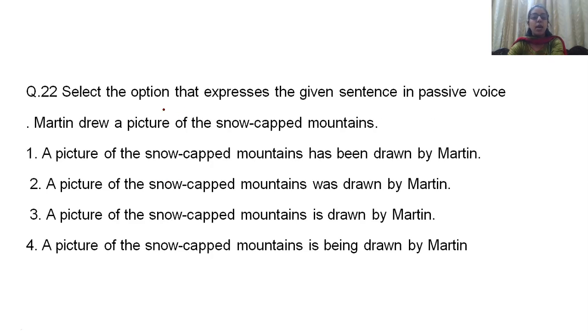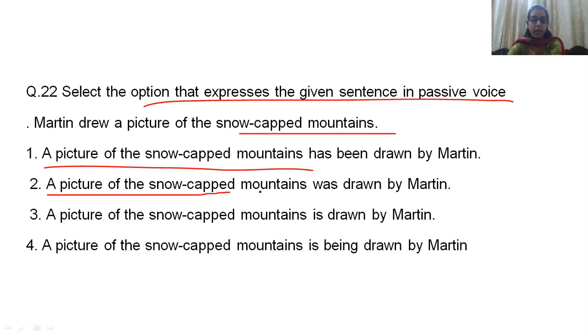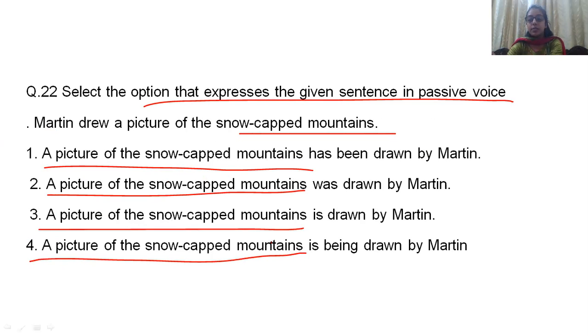Question number 22. Select the option that expresses the given sentence in passive voice. Again, transformation of sentences. The sentence is "Martin drew a picture of snow-capped mountains." So first of all, you will write "a picture of snow-capped mountains." This is clear, everything is fine over here. You can underline it now. The trick over here is the tense. "Drew" means past tense. So the answer will be "was drawn by Martin." This is the correct answer.